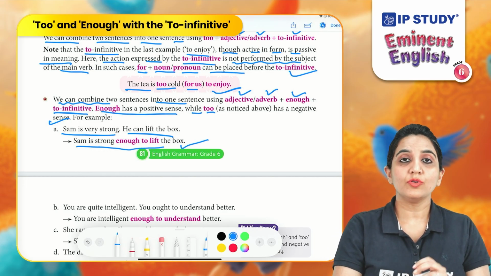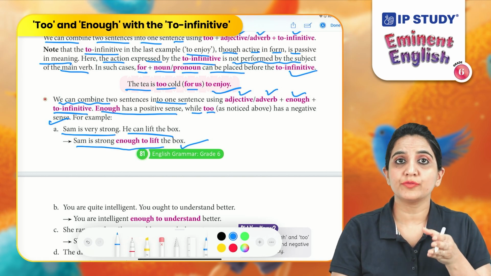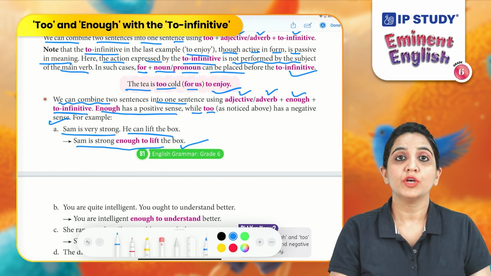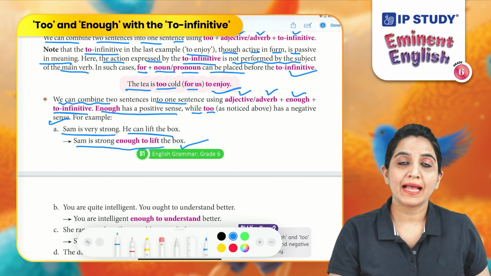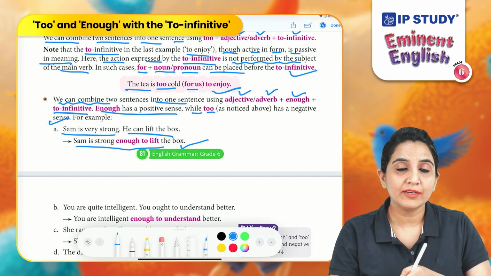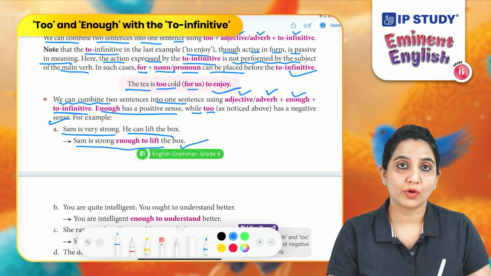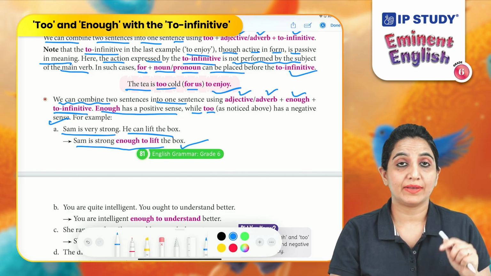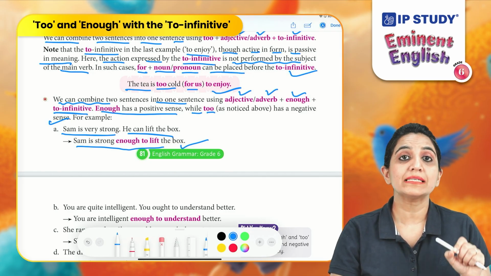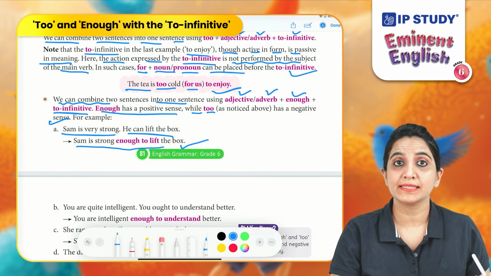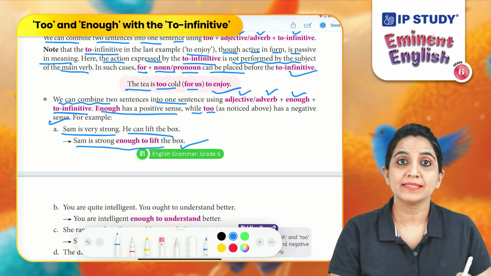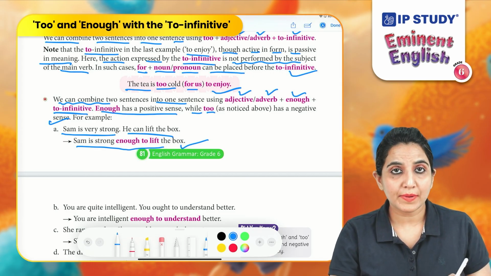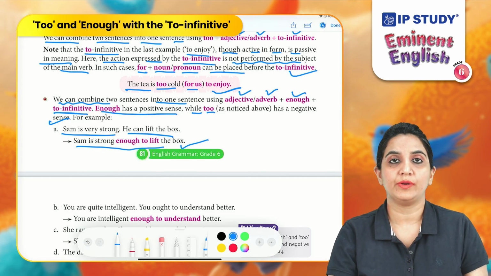box. So, what is the order of using enough and to infinitive? You use adjective and then enough and then to infinitive. And it is always used in a sentence with a positive sense. Whereas too is used in a sentence in a negative sense, and the order is too, adjective and then to infinitive.